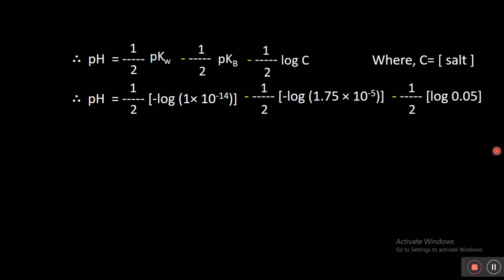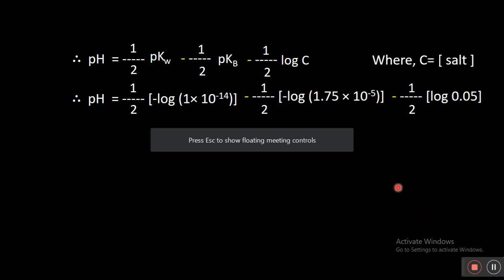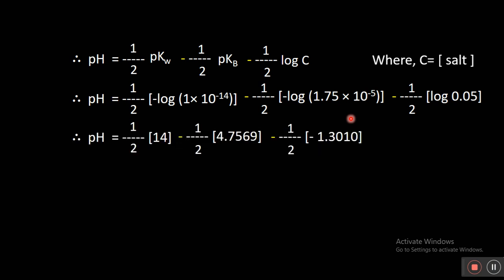Okay, so let us simplify it, then we get, so negative log of this term is 14, this term is 4.7569, and log of 0.05 is equal to minus 1.3010. Simplifying this, then we get 7 minus 2.37 plus 0.6505, so its value is 5.272.